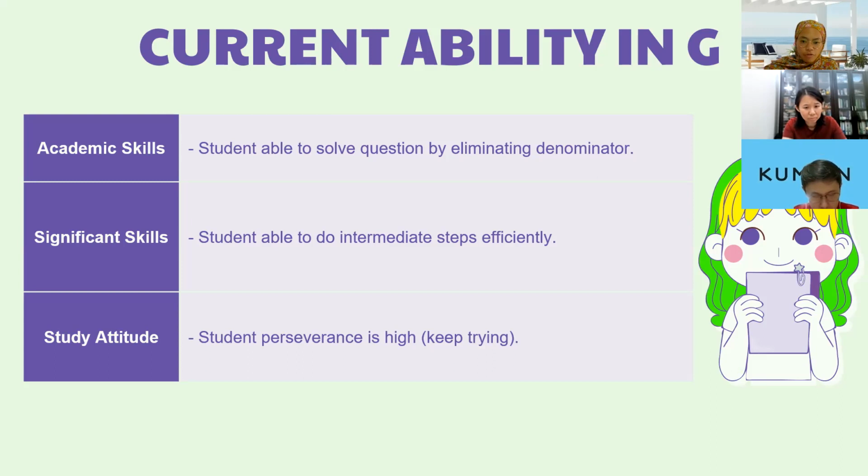Even though it's not following exactly as in the example, he's still able to do it efficiently. And in terms of study attitude, we can say that student perseverance is very high. Even though it's a mistake, do it again. Mistake, do it again. And not only for one question, it's for a few questions, and for other sets and other pages also, he still does the same.